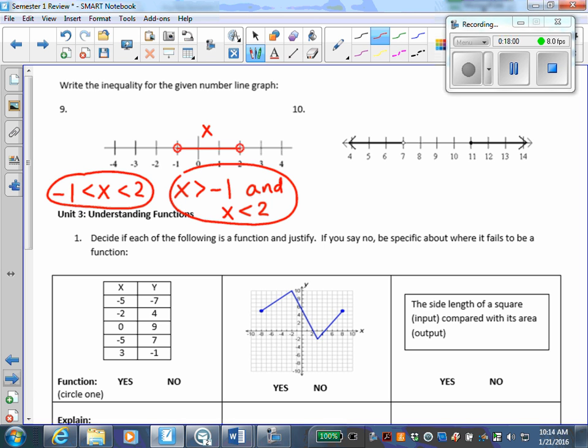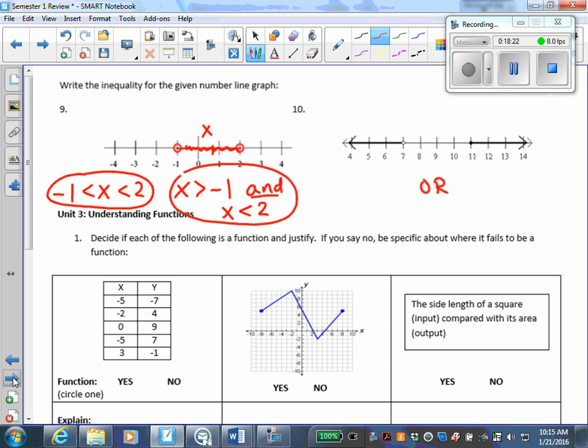The ones that are in between two numbers are always an "and," because you can be both of these at the same time. Any number in here is greater than negative 1 and less than 2. The ones where the arrows are pointing out, this is an "or." You can only be on this part of it or on this part of it. You can't be both at the same time if you're a number.